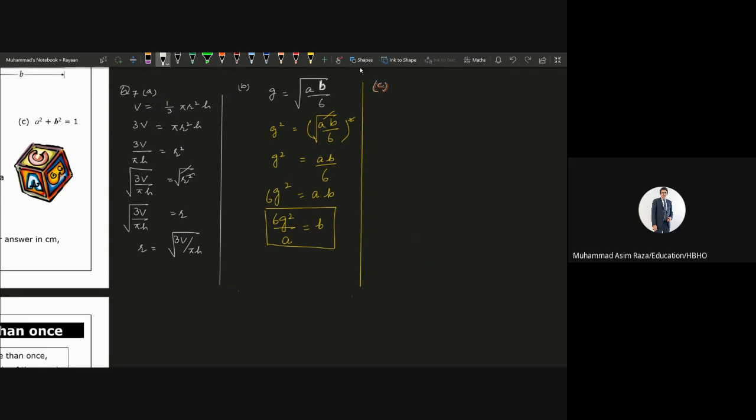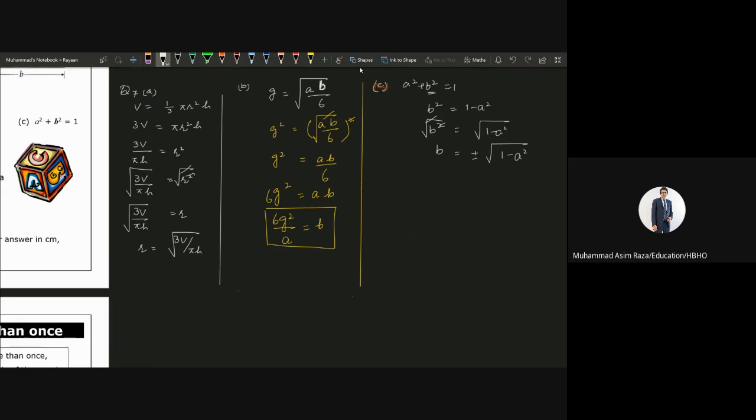In part C, it says we have a square plus b square is equal to 1. Because we want to make b the subject of the formula, we will take a square onto the other side and we will have 1 minus a square. And to get rid of this square from b, just take the square root on both sides and it will cancel out, and you will have plus minus square root of 1 minus a square.